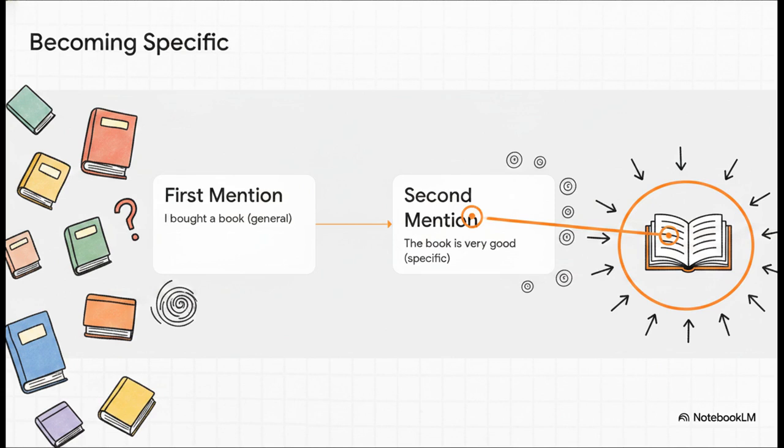It's totally general. But look at step 2. The book is very good. Suddenly, a transforms into the. Why? Because now, both the speaker and the listener know exactly which item we're talking about.